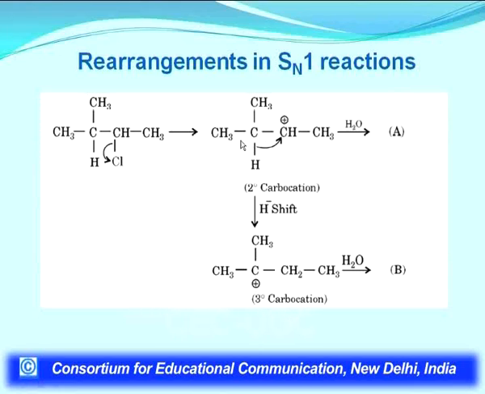Whenever any such situation is there, such a rearrangement occurs by the shift of a hydride ion or by the shift of some alkyl group in the carbocations, and the less stable carbocations get converted into more stable carbocations. So, we get this tertiary carbocation and now this captures the OH from water at this point and we get 2-methyl butan-2-ol, that is the B here, and when water comes here we get the product A here.